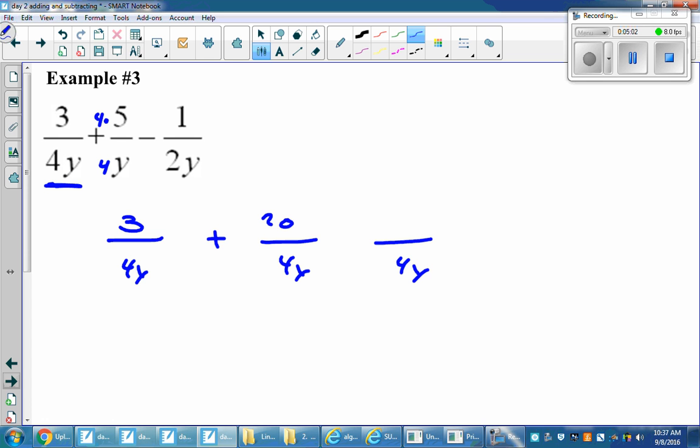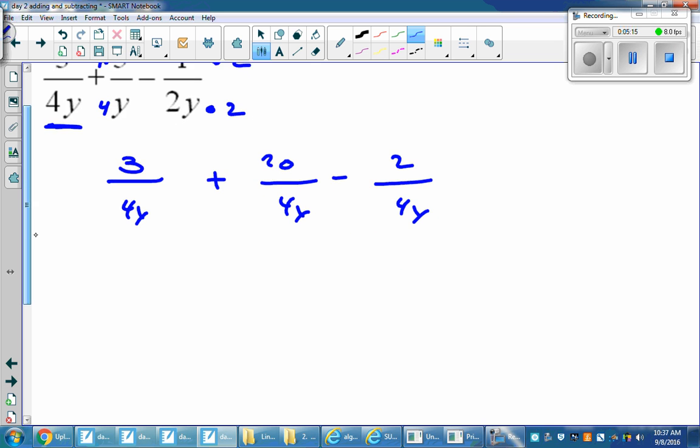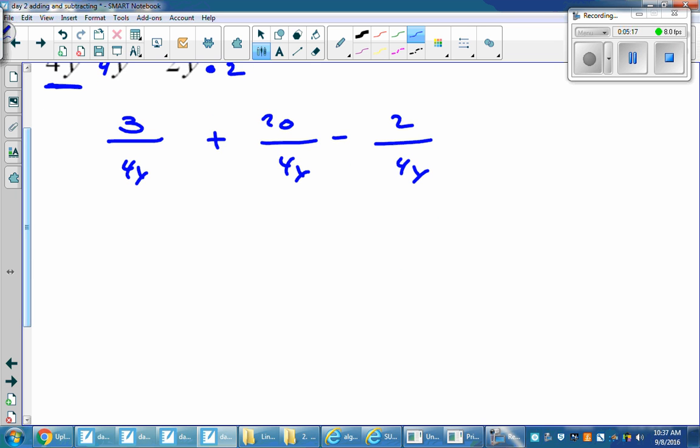In my last fraction, I had a 2y as a denominator. Now I have 4y, so I multiplied that by 2. If I multiply the bottom by 2, I have to multiply the top by 2, and that's going to give me a 2 at the top. Once I've made all my adjustments to get my common denominator, I'm going to combine like terms. 3 plus 20 is 23. 23 minus 2 is going to be 21, and that's divided by 4y. Again, I'm going to look to see if I can reduce that. Look at the 21, look at the 4. I can't think of any numbers that go into both 21 and 4, so that's going to be the answer.